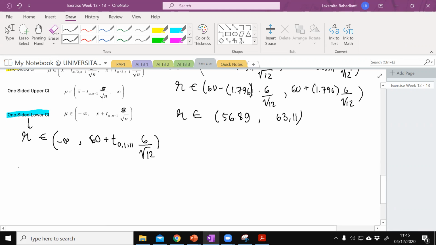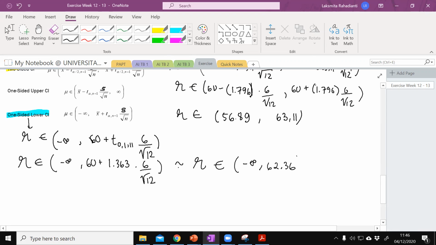So to spare you some time, we've already looked up this t value. So it should be around 1.363. 1.363, 6 over square root of 12, which is around, the mu is between negative infinity and 62.36.